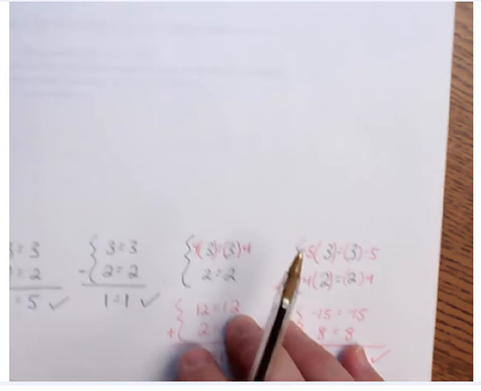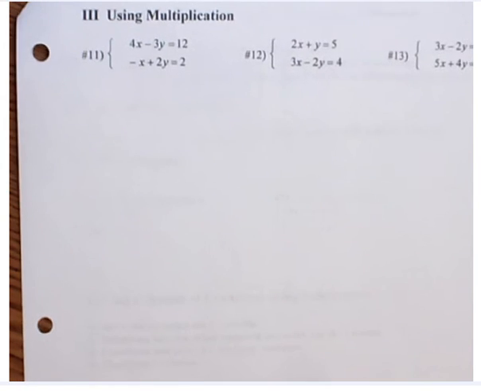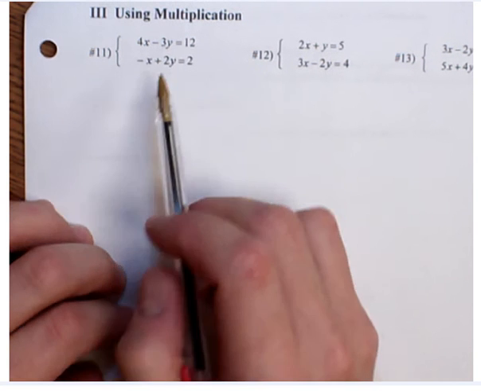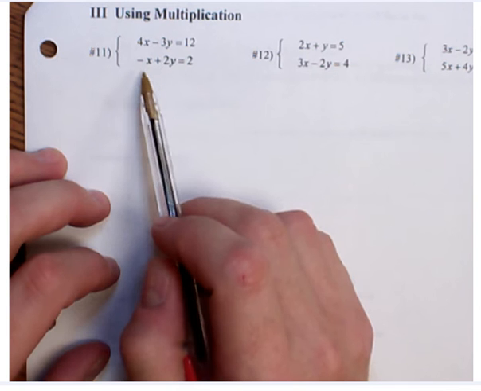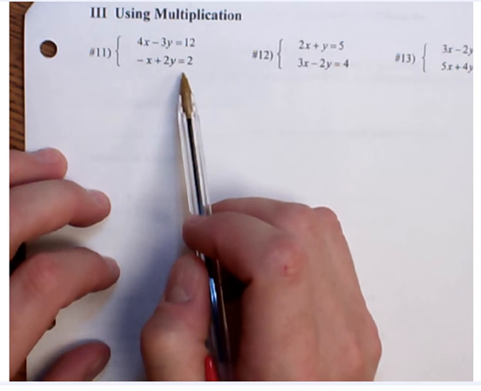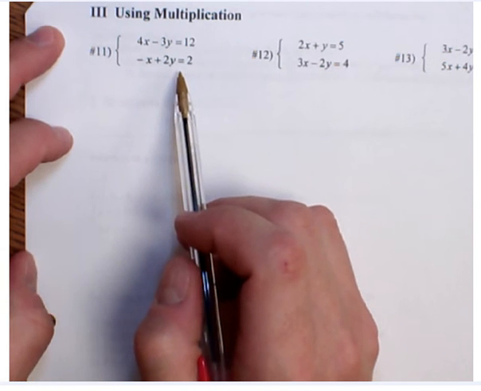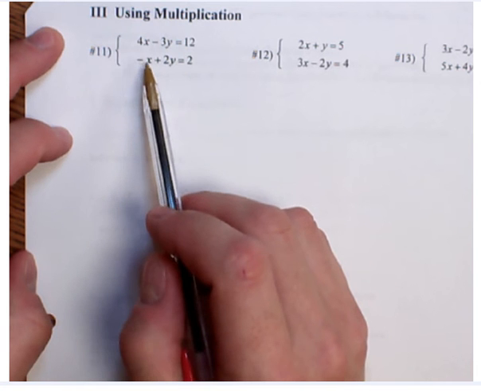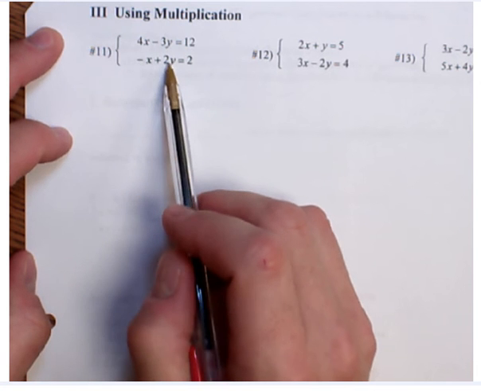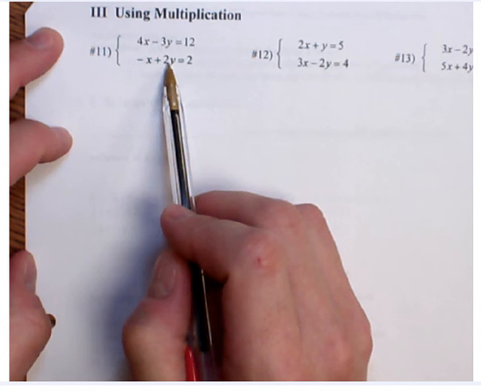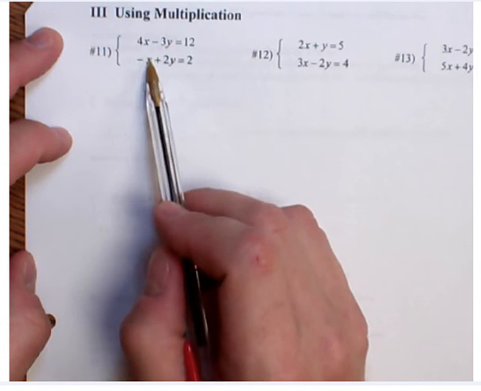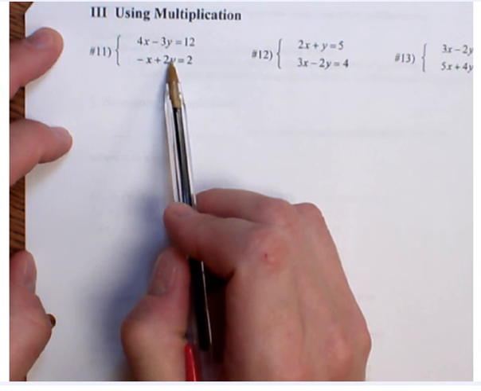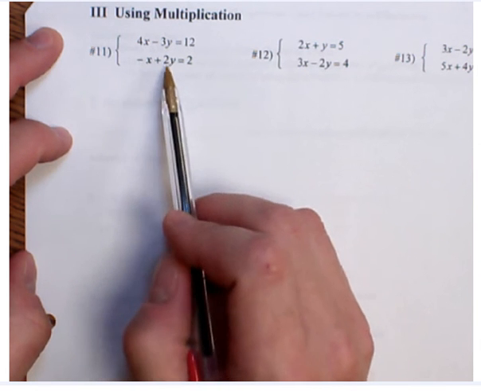So let's go back up here to the top and let's look at the examples. Number 11, 4x minus 3y is equal to 12. That's the first equation, and then -x plus 2y is equal to 2. Now the problem is that if I add these now, I'm not going to eliminate a variable, and that's bad. We're trying to get rid of one of these variables, the x's or the y's, but right now we can't do it with these numbers.